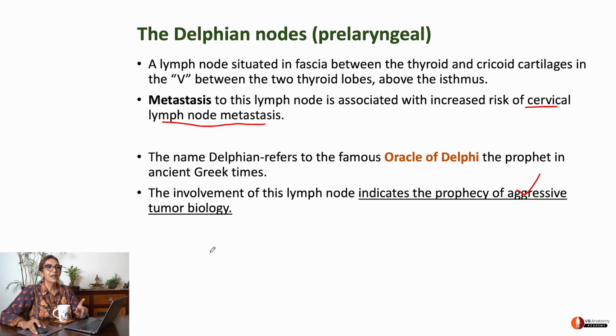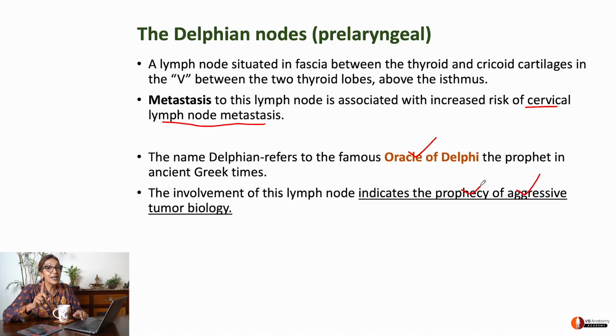Why Delphi? Remember, in those days, there were women called oracles. Okay, what was the job of an oracle? Oracle would give prophecy. So now this Delphian lymph node is prophesizing the aggressive tumor biology. Isn't it beautiful? Beauty in anatomy is the fact that it's been going on for thousands of years, and somehow, sometimes, even mythology comes into anatomy and gives you a little moment of break.